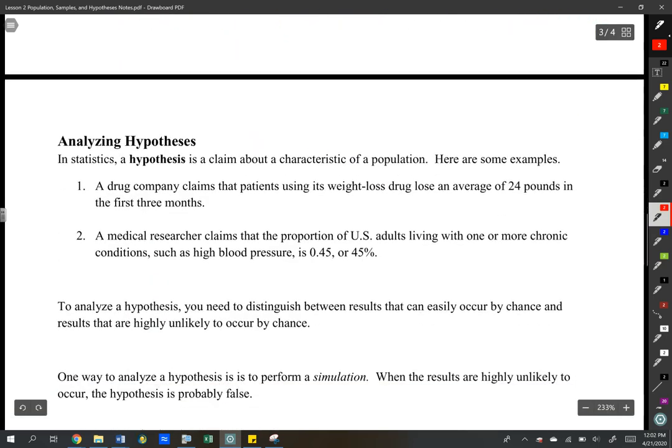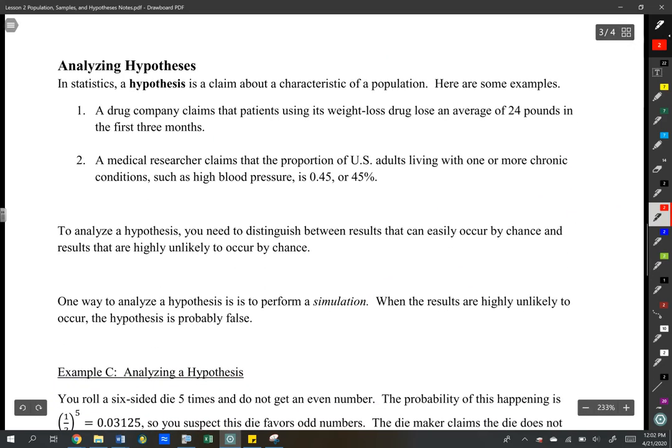Moving on. Analyzing hypotheses. In statistics, a hypothesis is a claim about a characteristic of a population. So here are some examples of what we mean. A drug company claims that patients using its weight loss drug lost an average of 24 pounds in the first 3 months. That is a claim. A medical researcher claims that the proportion of US adults living with one or more chronic conditions, such as high blood pressure, is 45%. Okay, they claim that that's true.